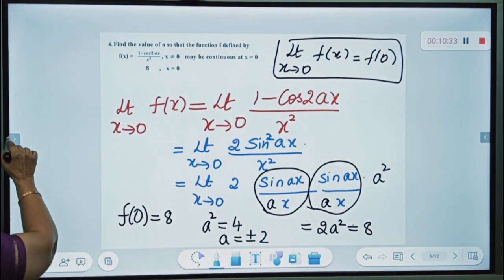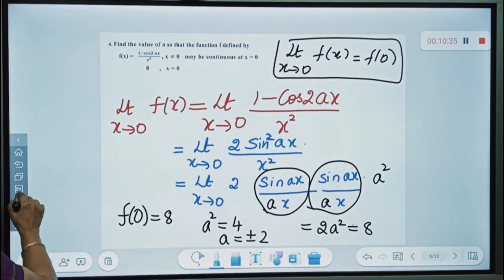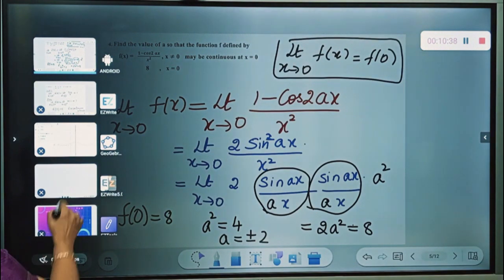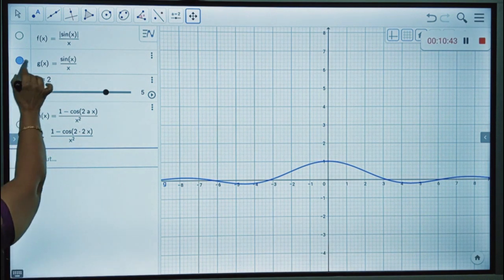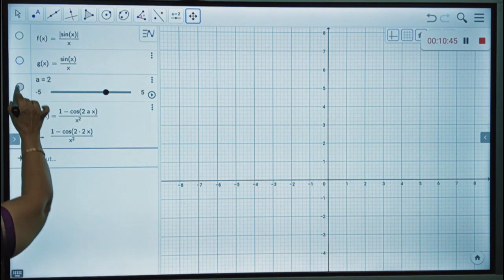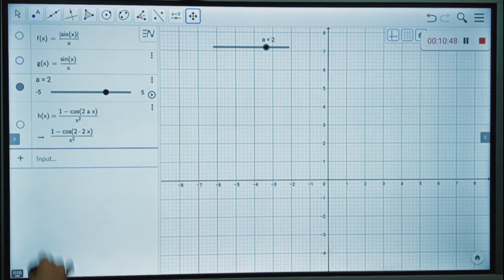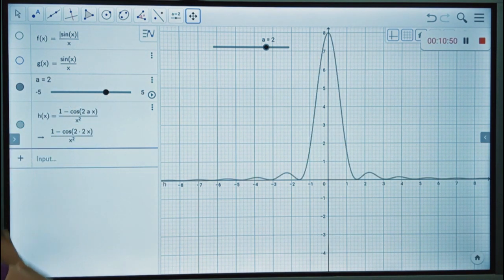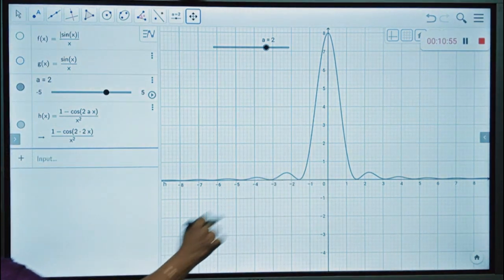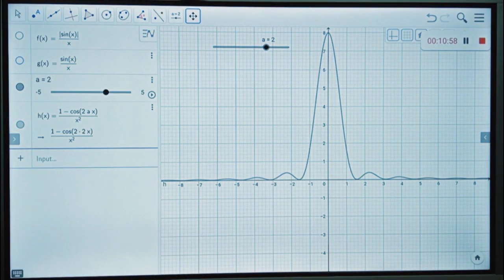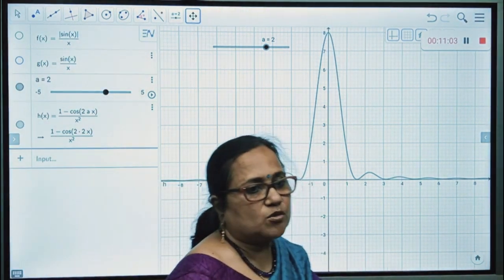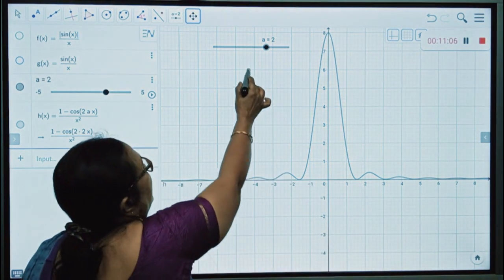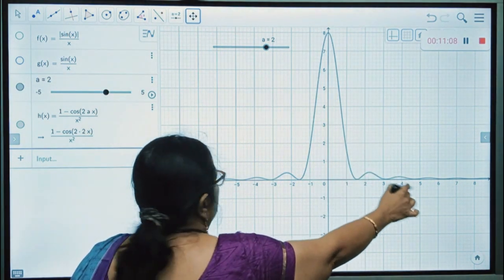Now we are also going to see the graph using GeoGebra. I have made a slider for a. In fact, I kept it as 2 because we want to check whether at 2 it is continuous. See, at 2, this is the function 1 minus cos 2ax by x square. This is how the graph of 1 minus cos 2ax by x square looks. Now, at a equal to 2, you can see the function is continuous.